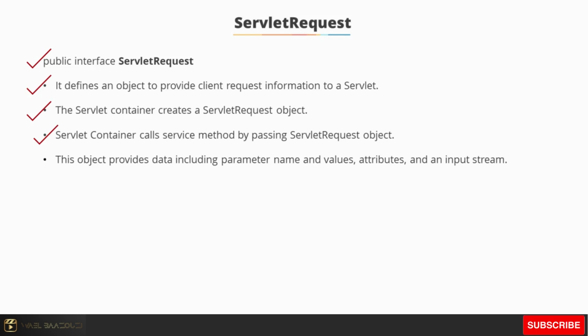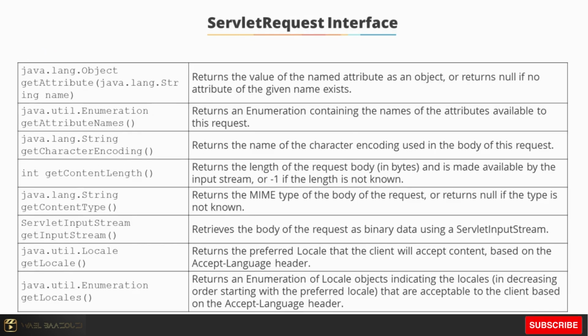Servlet container calls service method by passing servlet request object. This object provides data including parameter names and values, attributes, and an input stream. These are the methods available in the servlet request interface. getAttribute, which returns the value of the named attribute as an object. getAttributeNames, which gives an enumeration containing the names of the attributes.